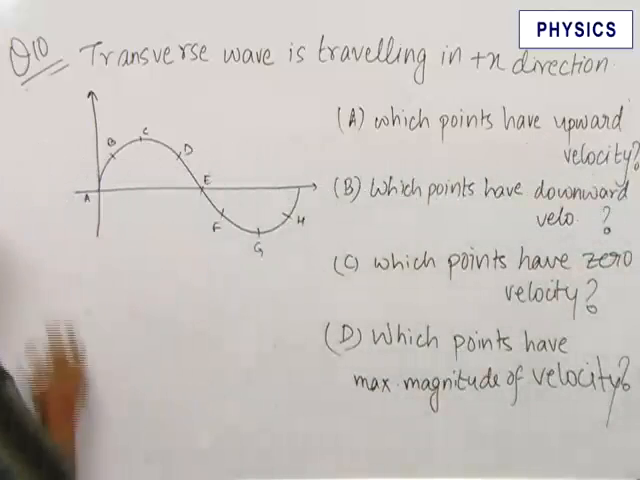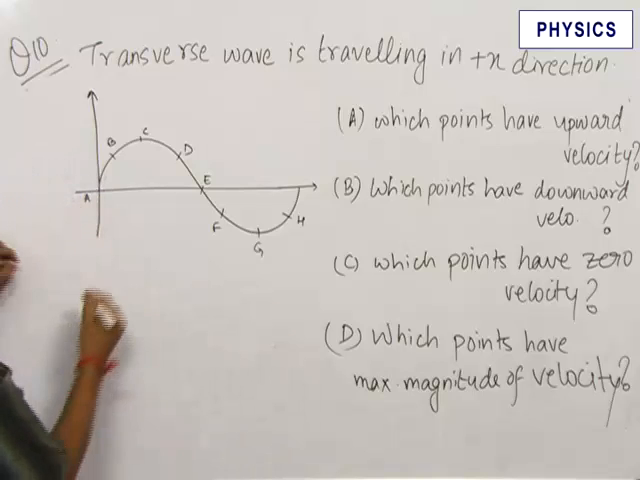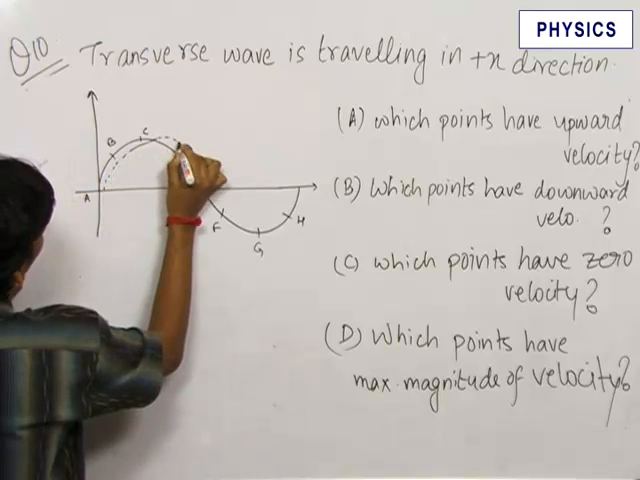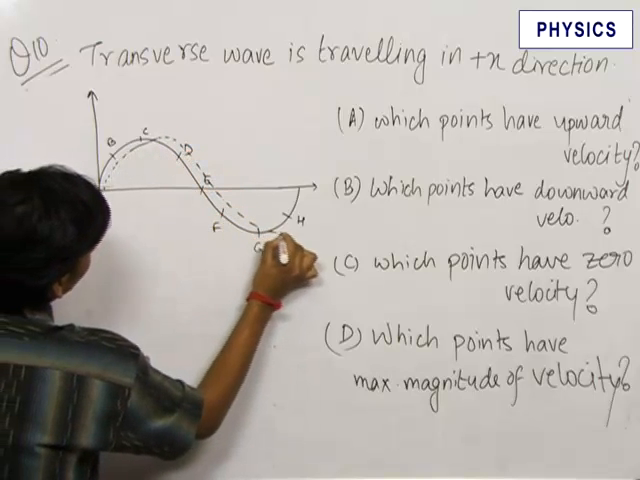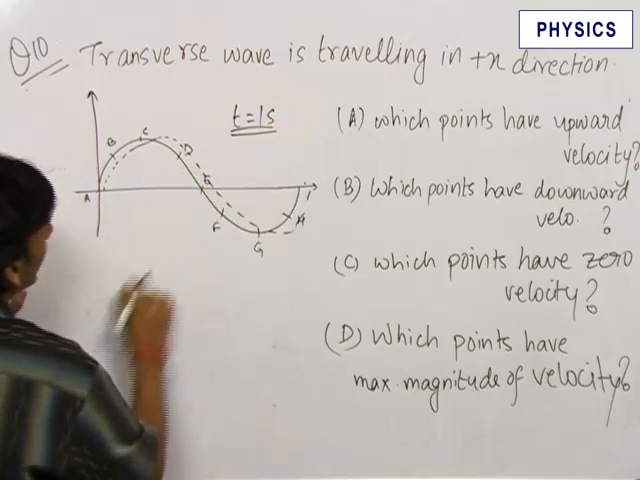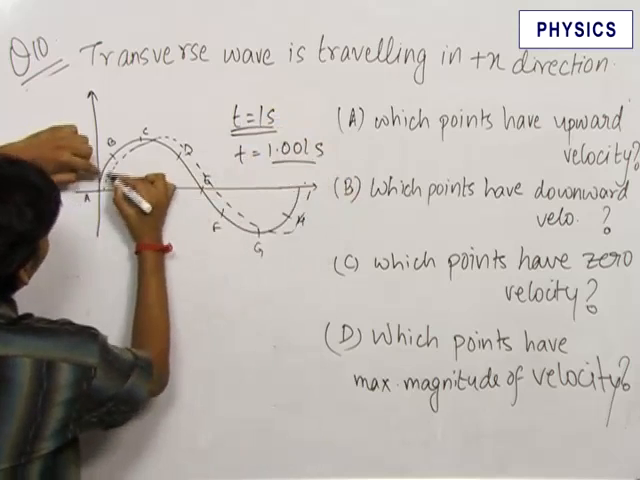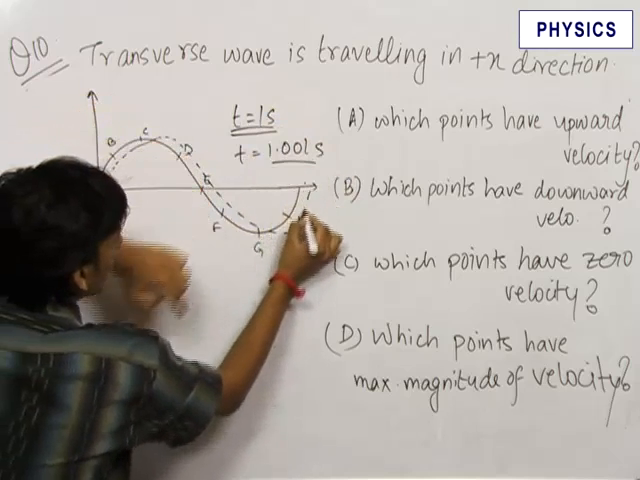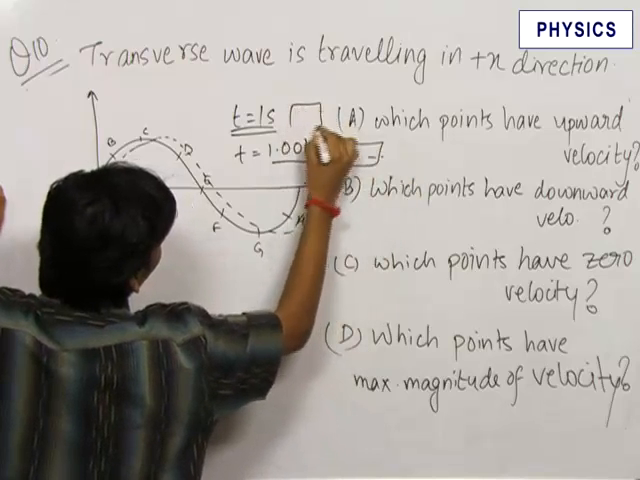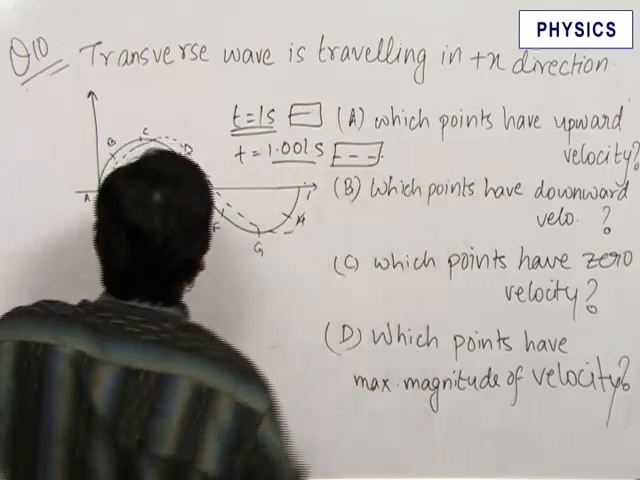For solving that, you can write the equation and solve, but that would be very tedious. So the best way is that you shift this waveform towards right. This was the graph for a particular time instant, say t is equal to 1 second. Just for t is equal to 1.001 seconds, suppose, the graph will be like this. This is the dotted line. So just by drawing this graph, we can analyze which points have upward velocity.